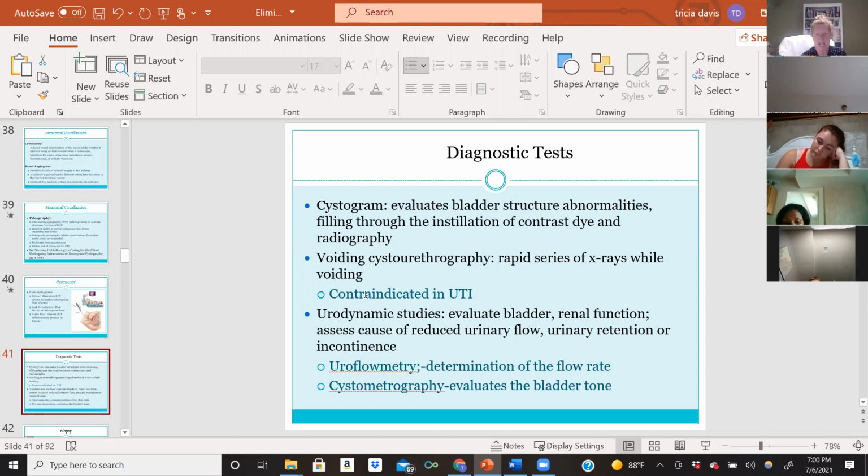If a patient has a UTI, we would not want to do this in them. We don't want to put them through that because they're going to have trouble voiding. So it's contraindicated in a UTI.